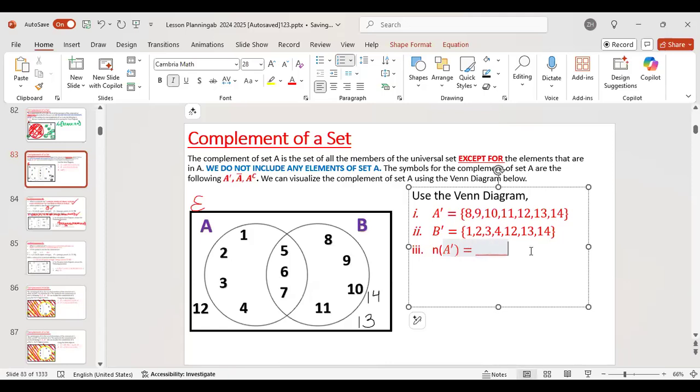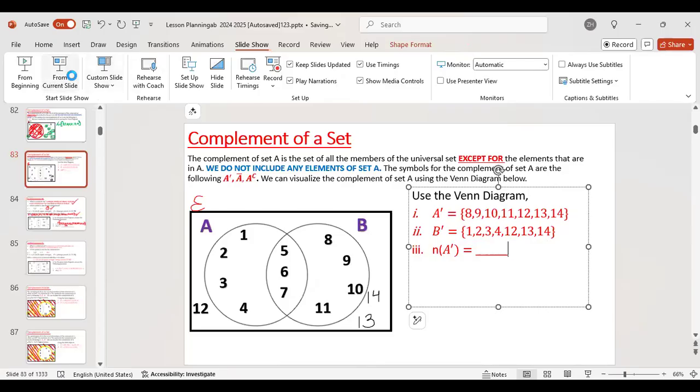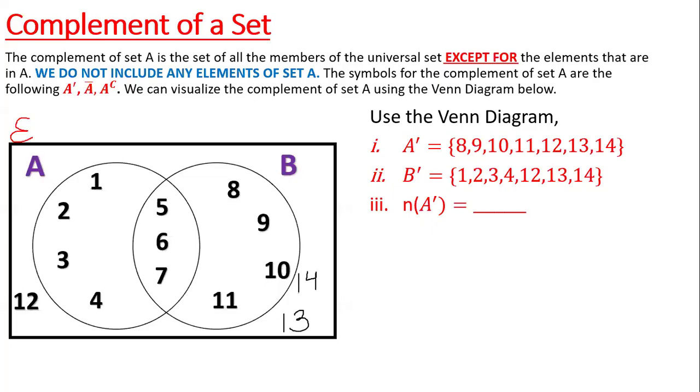Seven. Do we agree with them? The number of elements in the complement of A. Yes, sir. So let's count. We already have it written down, so we could just use that. We have 1, 2, 3, 4, 5, 6, and 7. So that's going to be 7. So the number of elements in the complement is definitely 7.